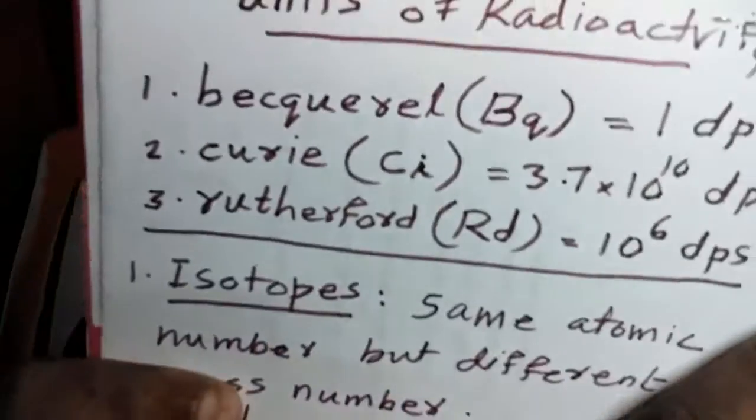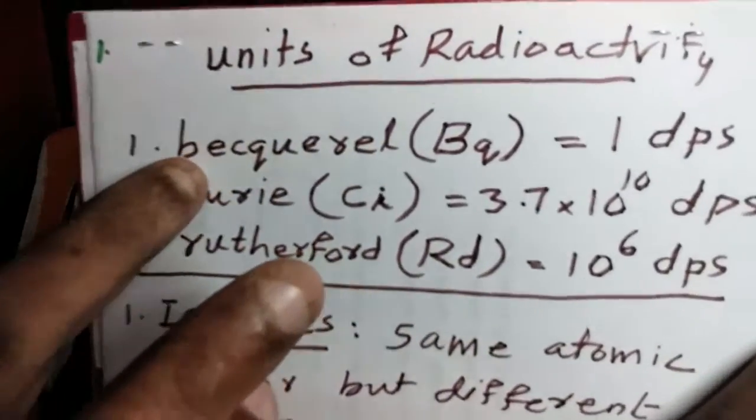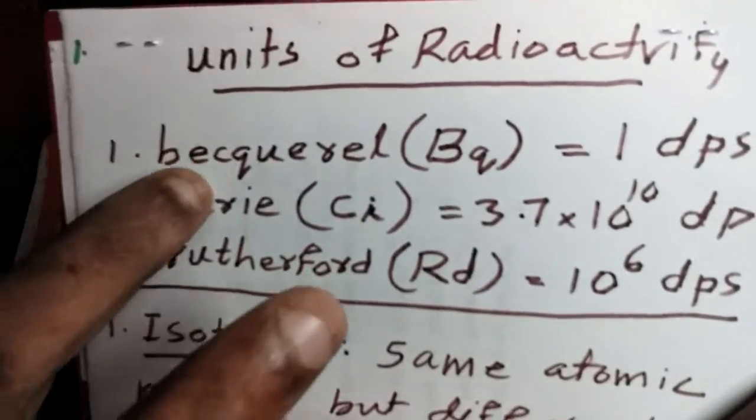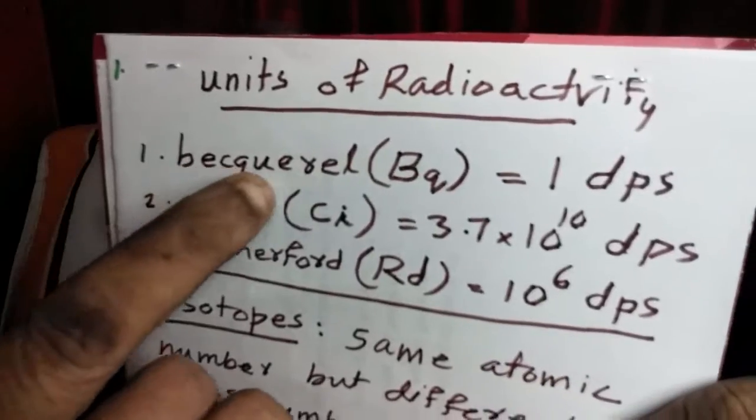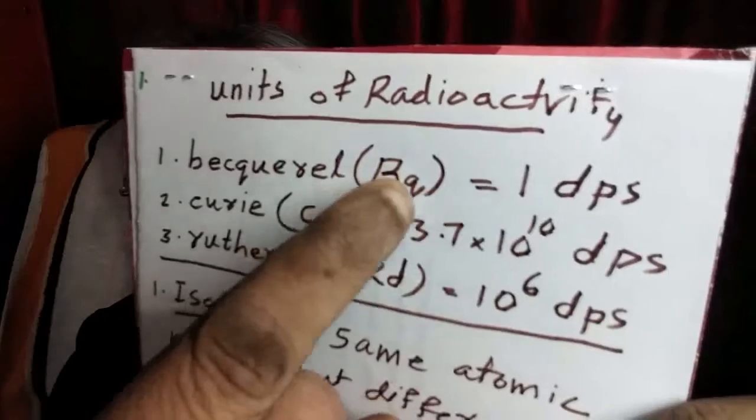First is the units of radioactivity. One unit is becquerel. When you write the full name, you should start with the small letter. That is an international convention. So one becquerel, short form capital B small q, means one disintegration per second. One atom disintegrates every second.